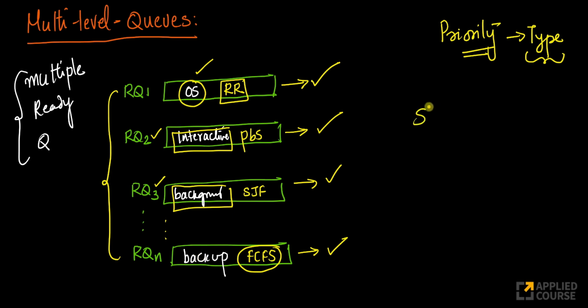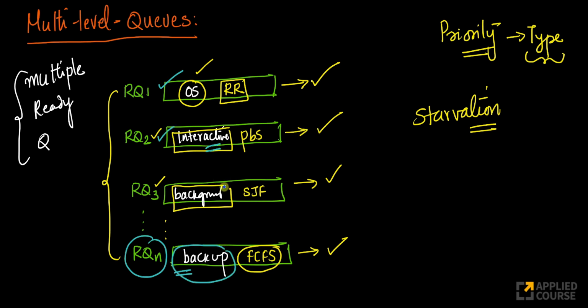Obviously, there is a problem here. There is a problem of starvation. Imagine continuously if I have OS processes or interactive processes, backup processes will never get a turn. Because in modern operating systems, even on Android or Windows or Linux, anything, there is always some interactive component running because people are continuously using their mouse and keyboard and things like that. There is a GUI process that is continuously running. So if you keep using this simple multi-level queue, the backup processes and background processes will never get a chance at all.